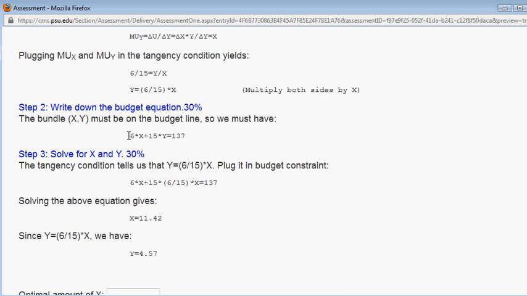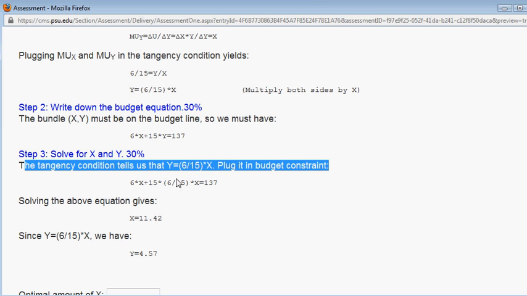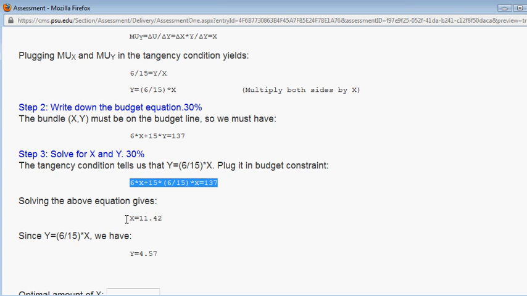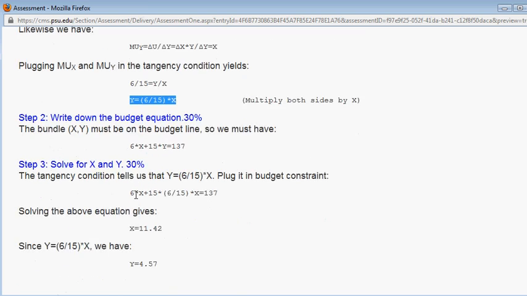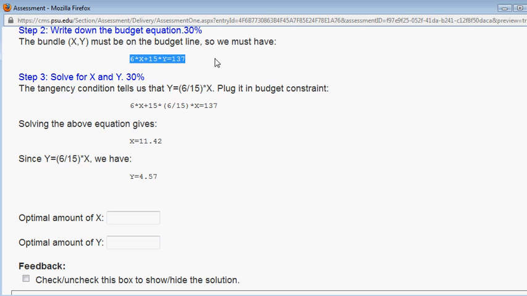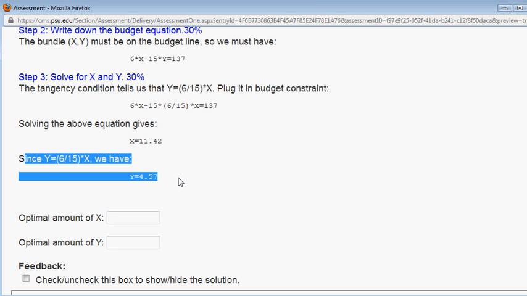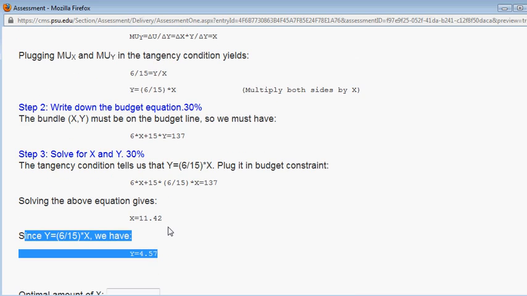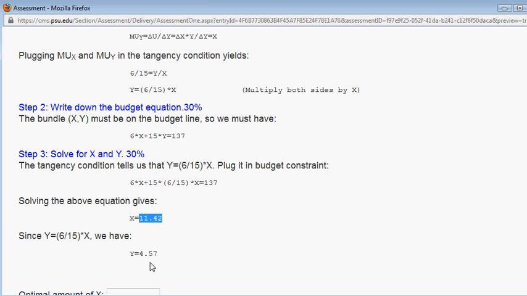Now let's plug this tangency condition into this budget equation. That's what we're going to do in step 3. So the tangency condition tells us this. We plug it into the budget constraint, and if we solve this equation, we have X equal to 11.42. I've rounded this to 2 decimal places. You may get a slightly different answer. And then now we can solve for Y. Remember, Y is equal to this. Of course, you can also plug X into the budget constraint to solve for Y, but this is more straightforward. And now we're done. So the optimal bundle for the consumer is 11.42 and 4.57.